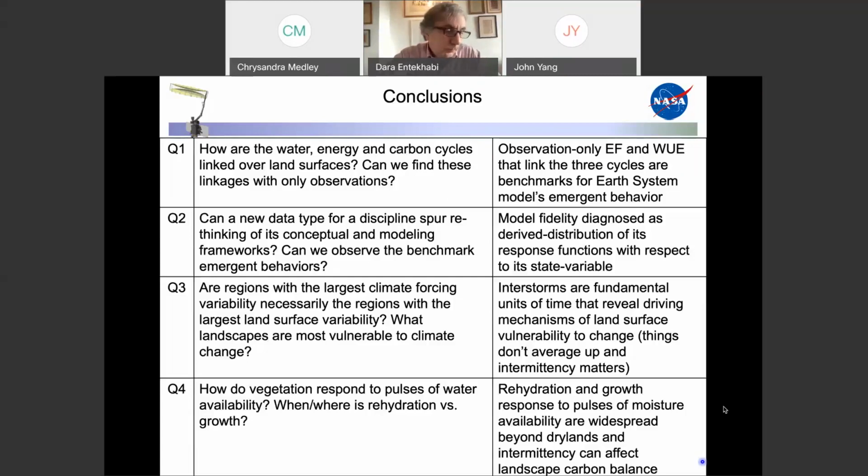Okay. So I do have a question from Yu Lin Feng. She asks, what's the best temporal and spatial resolution to derive the hydrologic loss functions? Does hydraulic redistribution matter in this type of loss function classification?